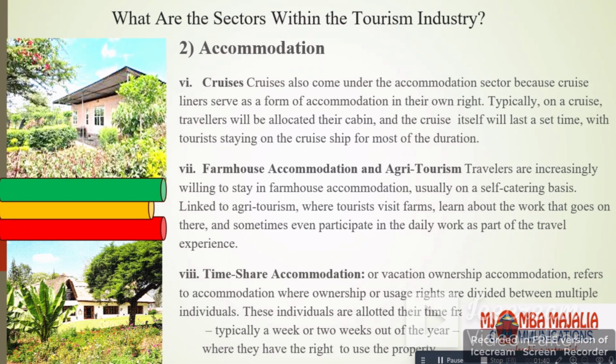We're still on accommodation: cruises, the ships. When you get into a cruise ship, you're definitely going to be accommodated. You'll sleep there, eat on the ship, and you might be at sea for 3 to 6 months. Farmhouse accommodation and agri-tourism, time-shared accommodation. Look at those closely. I have the material there.